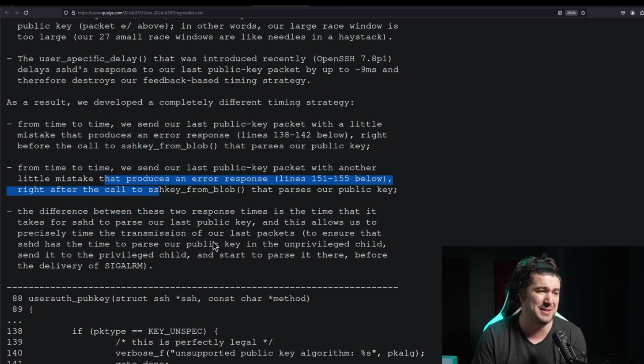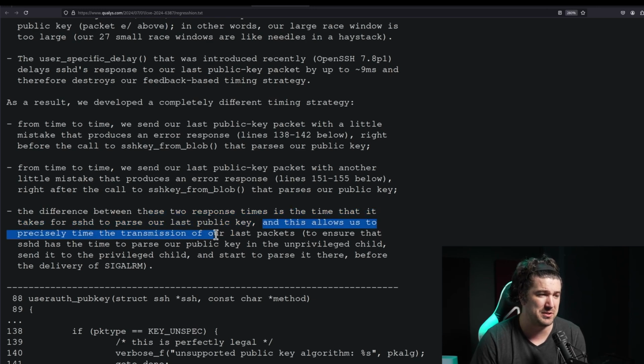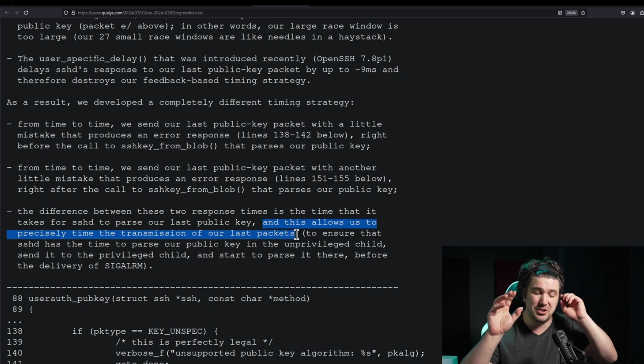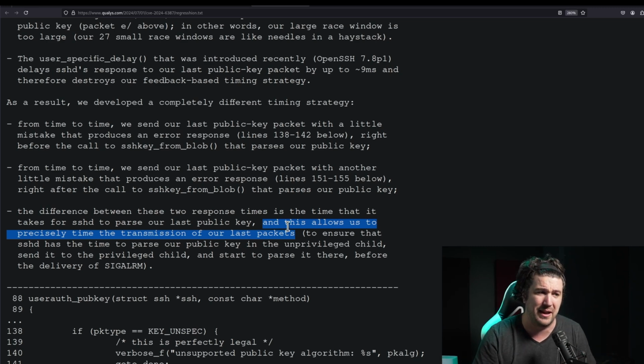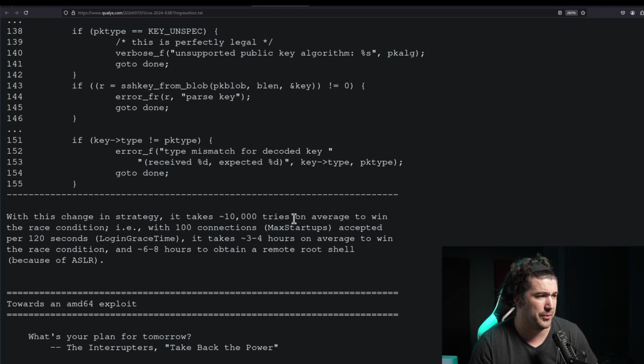So they make two mistakes, and this allows us to precisely time the transmission of our last packets. So the first time they were actually just doing the request and judging it from the response, and they no longer could do that. So then they had to do something else to time it. All right, cool.